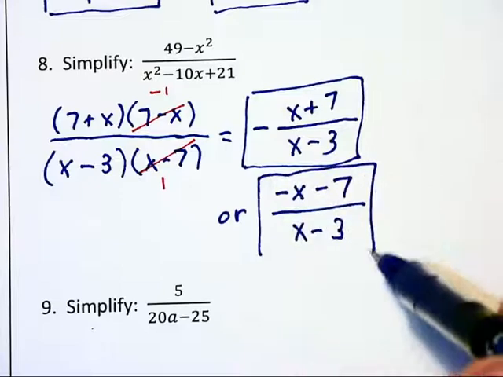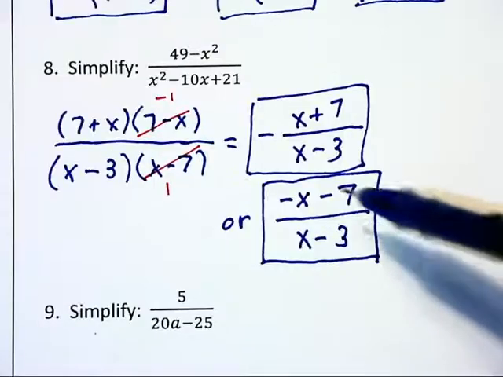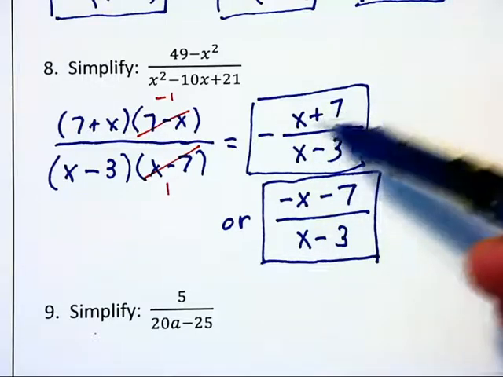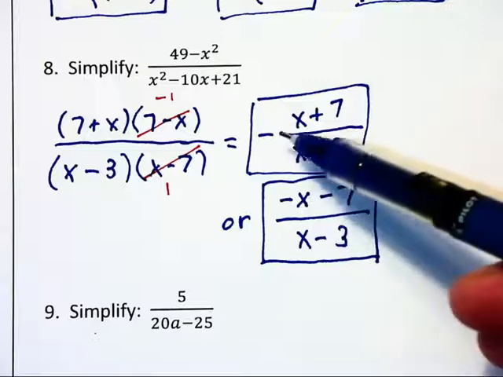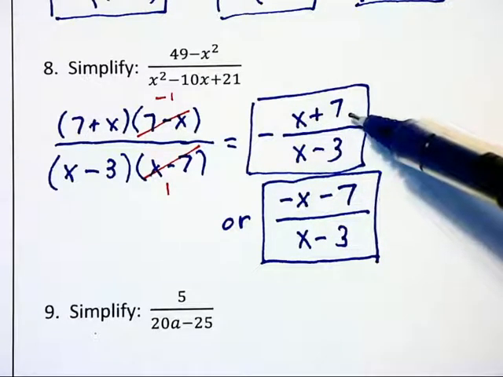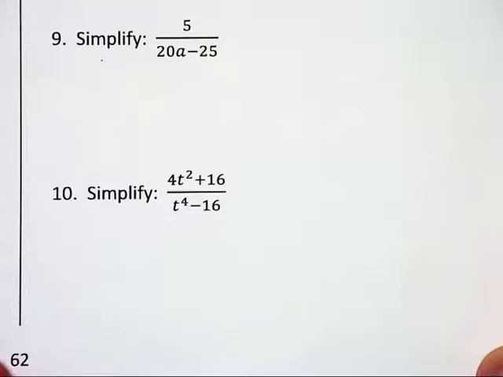This is a common error-prone place, so you've got to be very careful with your negatives, especially when there's a binomial in the numerator, and how you write it, because if you just move that up a little bit, it appears it goes only with the x and not with the 7. So be very careful in how you approach this.